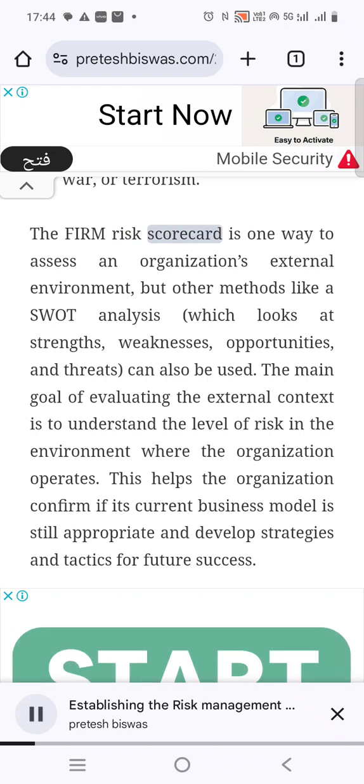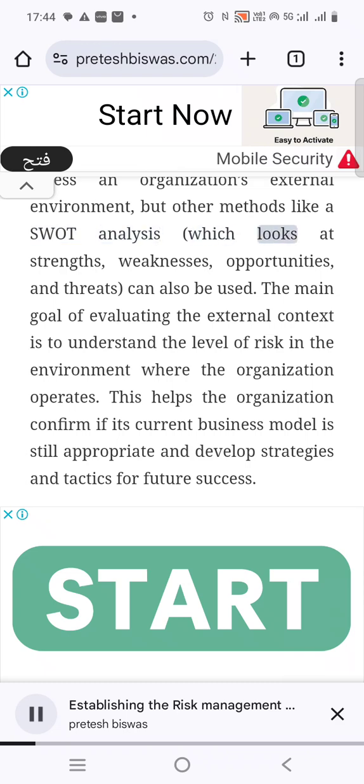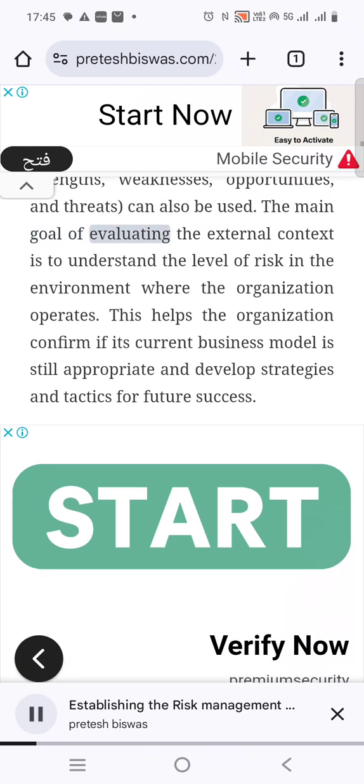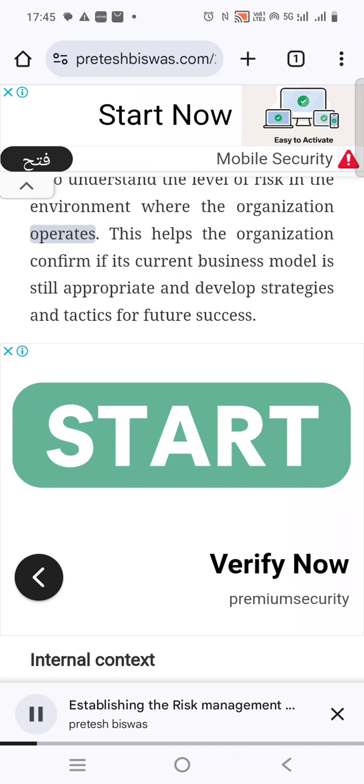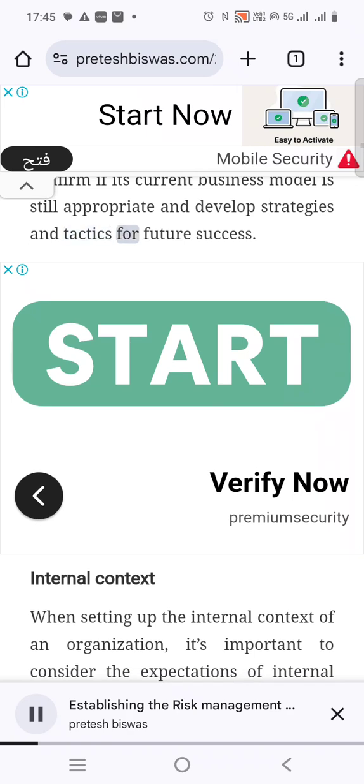The firm risk scorecard is one way to assess an organization's external environment, but other methods like a SWOT analysis, which looks at strengths, weaknesses, opportunities, and threats, can also be used. The main goal of evaluating the external context is to understand the level of risk in the environment where the organization operates. This helps the organization confirm if its current business model is still appropriate and develop strategies and tactics for future success.